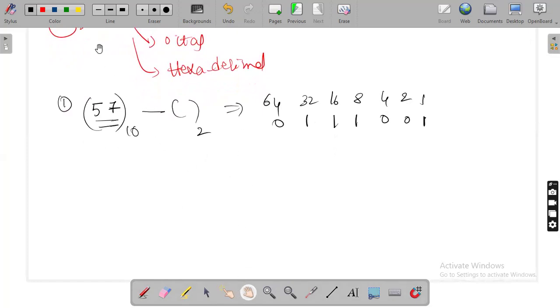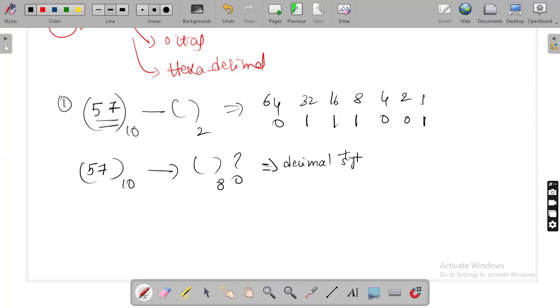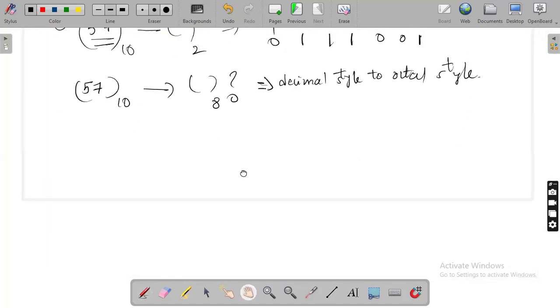Our second target is to convert this 57 decimal to octal. So now tell me, what is the meaning of this question? Can I say this question is decimal style to octal style? Getting my point? So what is the meaning of this decimal style to octal style?